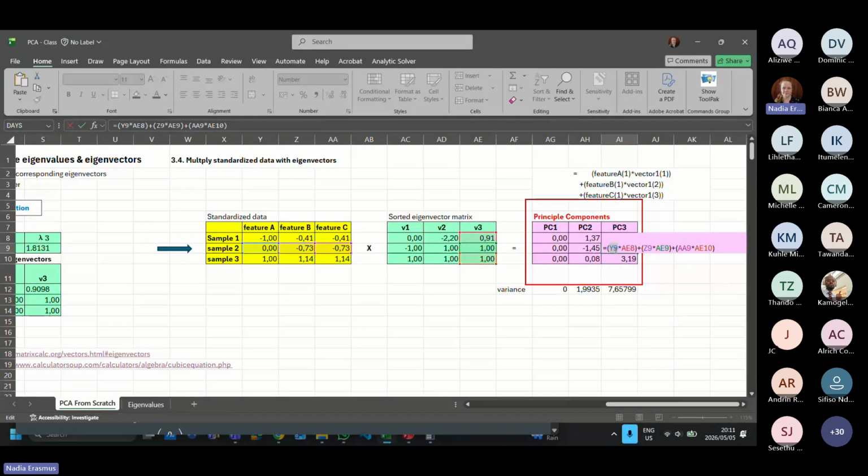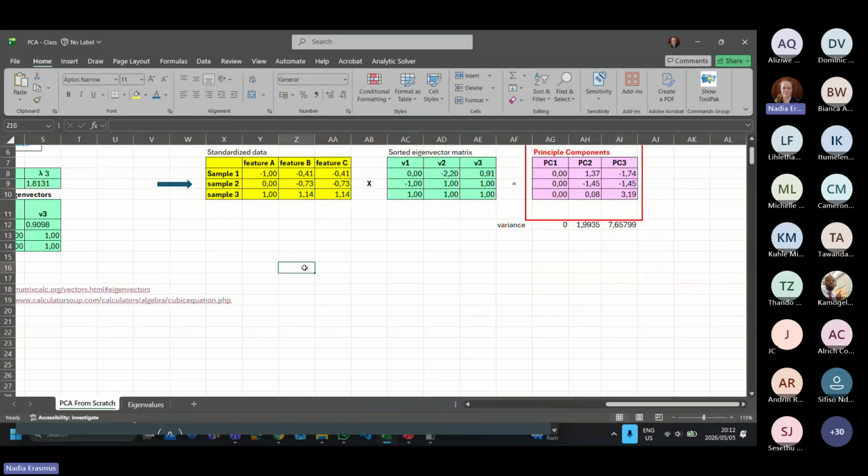Wait, okay, so you're multiplying these two vectors with each other. So you're multiplying this row with this column. You have the first value in this row multiplied by the first value in this column, then plus the second value in the row multiplied by the second value in the column, and plus the third value in the row multiplied by the third value in the column. So this is matrix multiplication.